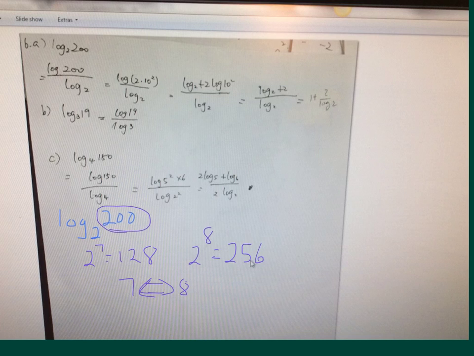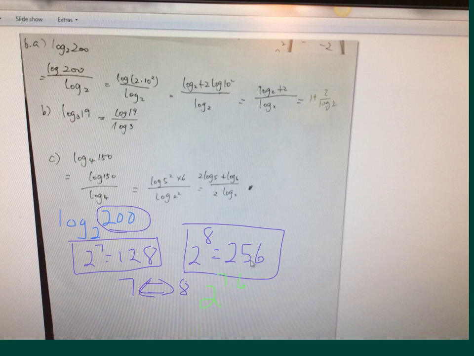Now, 200 is a little bit closer to 256 than it is to 128. And so for that reason, we would tend to go just a little bit closer to 8 than to 7 when we choose our exponent. And so we might, and this is just an estimate, choose 2 to the exponent, let's say 7.6 or 7.7. And you can test that out on your calculator and see how close you got.